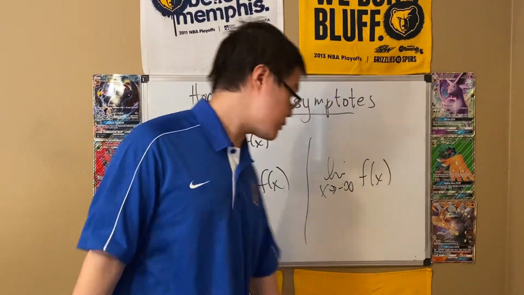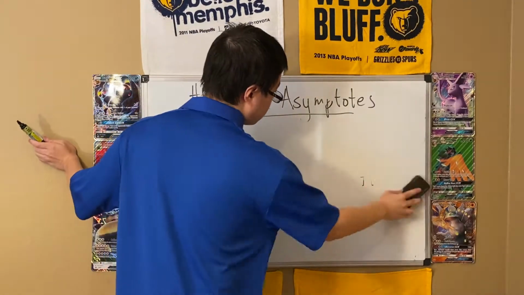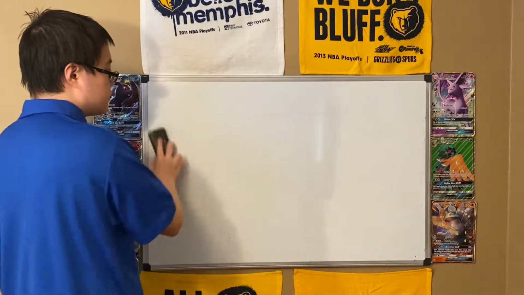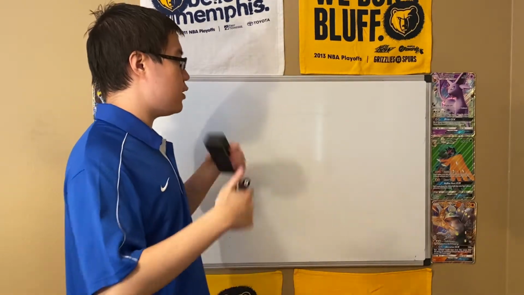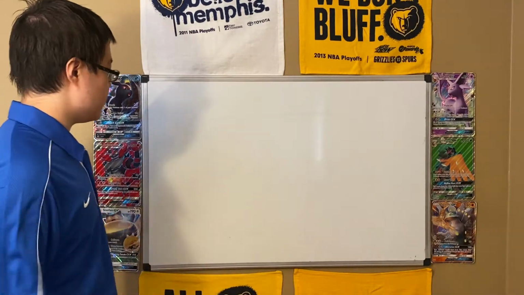Let's find some horizontal asymptotes. I'm getting a little bit too excited. Hopefully once we have learned horizontal and vertical asymptotes, we will have earned ourselves a nice little nap. So let's look forward to that. But for now, let's do some questions.